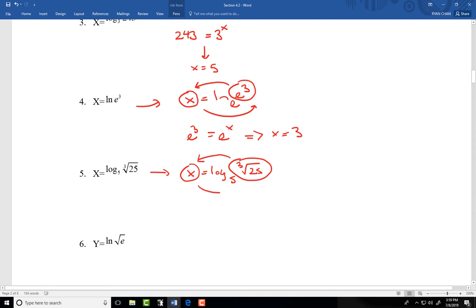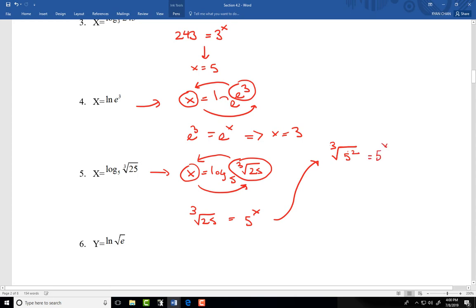The whole cube root 25 moves out. This will be cube root of 25 is equal to 5 to the x. Okay, now this one's a little tricky, so let's talk about this right here. What I'm going to do is I can write 25 as 5 squared. So this is cube root of 5 squared is equal to 5 to the x.